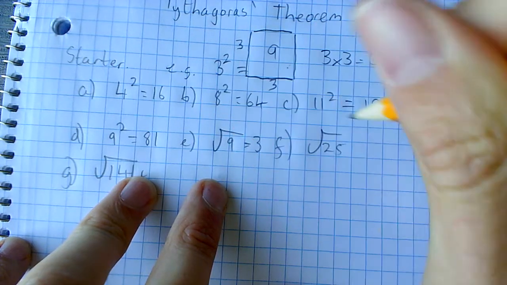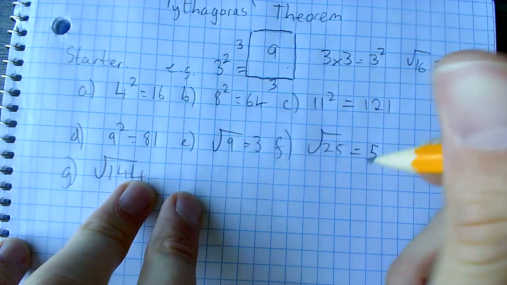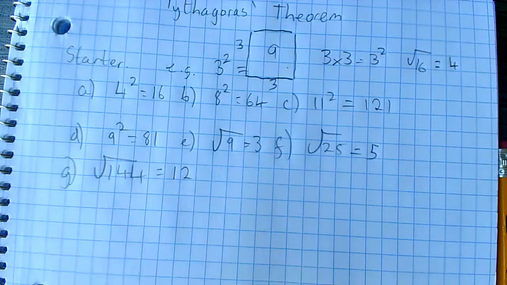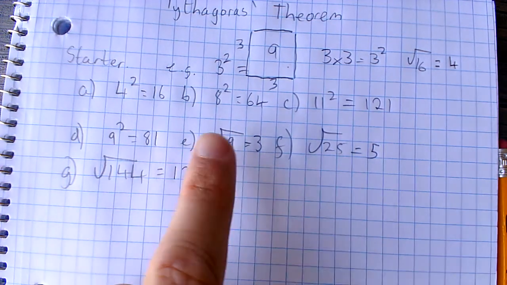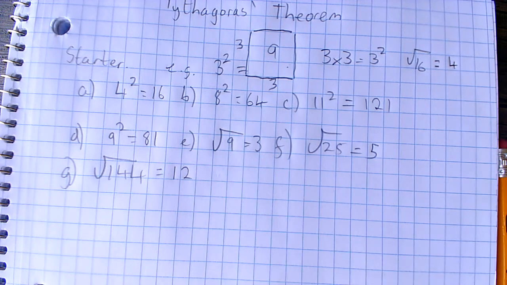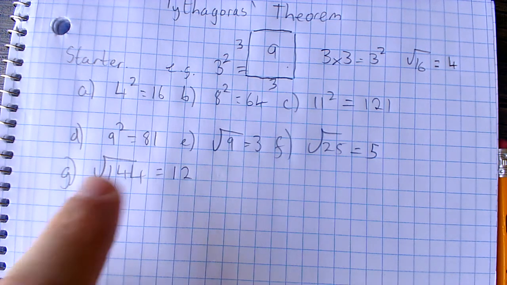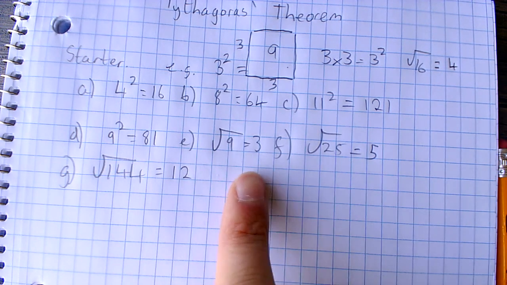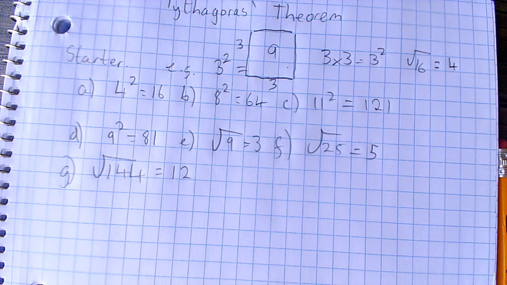Square root of 9 is 3. Square root of 25 is 5. Square root of 144 is 12. Now you could argue that the answers to E, F and G would also be -3, -5 and -12. If you've put both, well done, but I'm only really interested in the positive square root today. Technically this symbol does refer to just the positive square root, not the negative as well. But -3 times -3 would also equal 9, so you could say that -3 is the square root of 9.